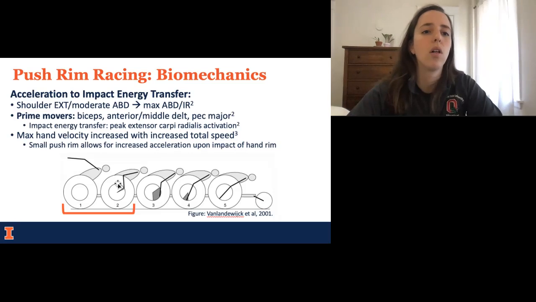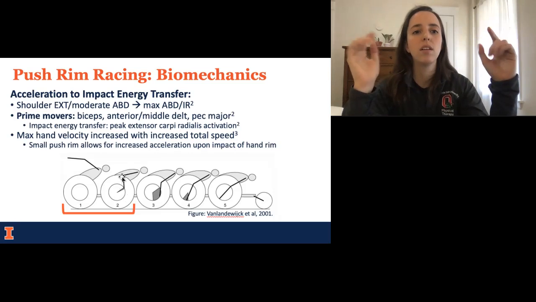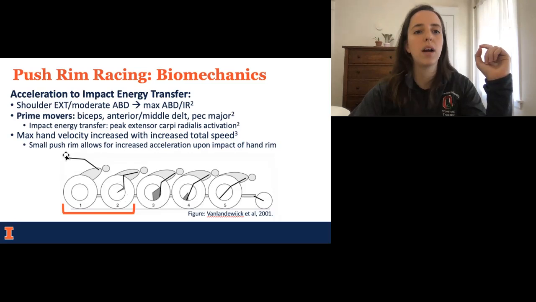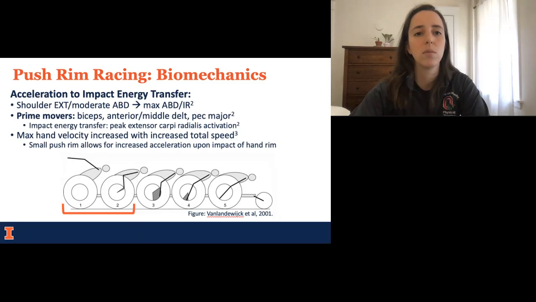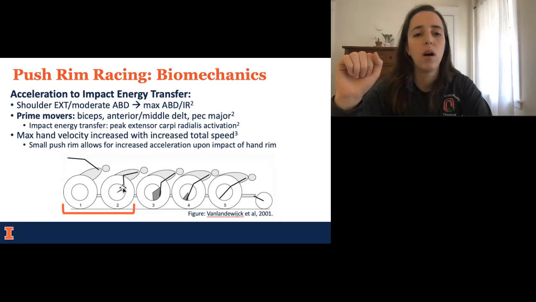And then this small push ring, small in comparison to the wheel, allows for increased acceleration. So you have more room from when your hands are back here in the backswing to when you're hitting the ring, and that allows your hands to go faster. It gives you a little bit more room there. So your hand position here when you're hitting the ring is going to be wrist pronation, extension, and radial deviation when you initially hit the ring.